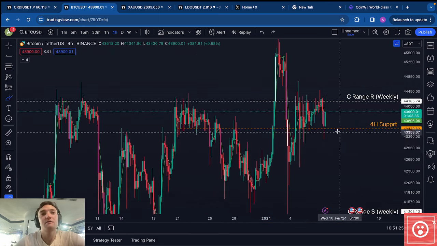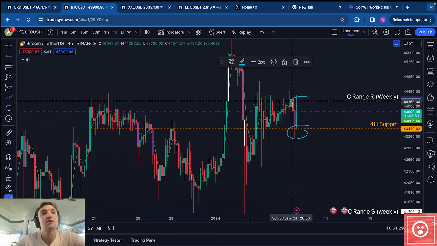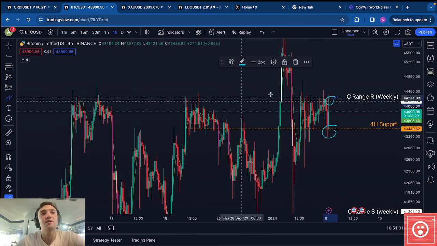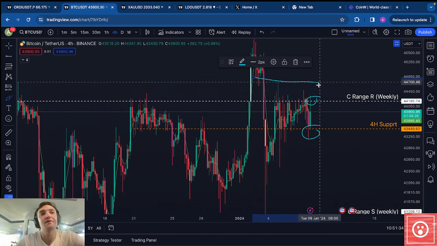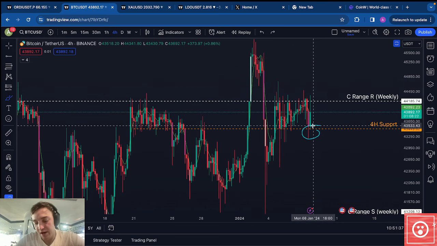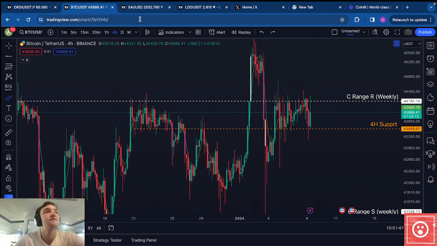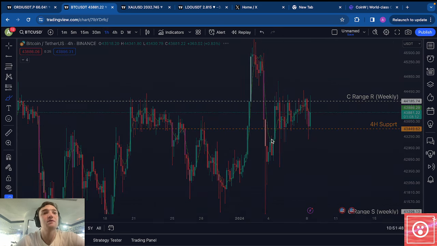I would only really be looking for sells if we close below this support right over here. You could take sells at these highs. Definitely a good level to take sells, and you put your stop loss above here. But for confirmation's sake, I'll probably just wait for price to close below 43,450.